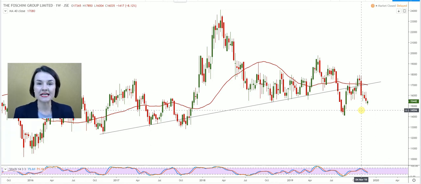So a CFD is 1-to-1. In other words, if you have one CFD contract, for every cent that thing moves, your P&L will move 1 cent. For every 1 Rand the instrument moves, your profit and loss will move 1 Rand.